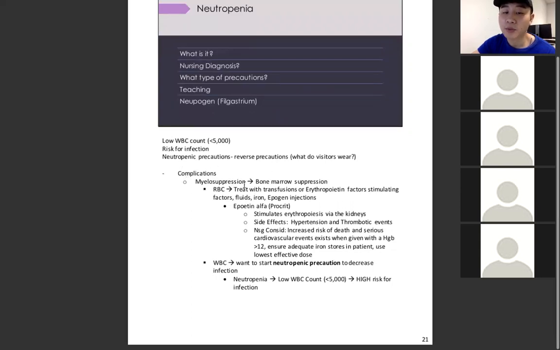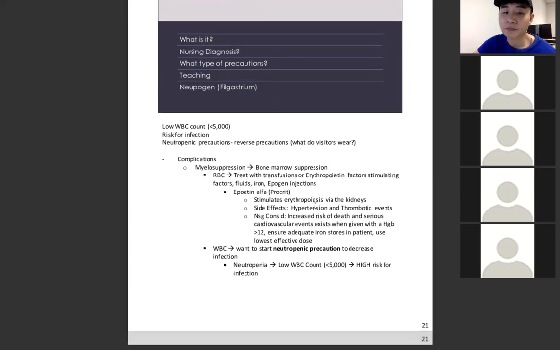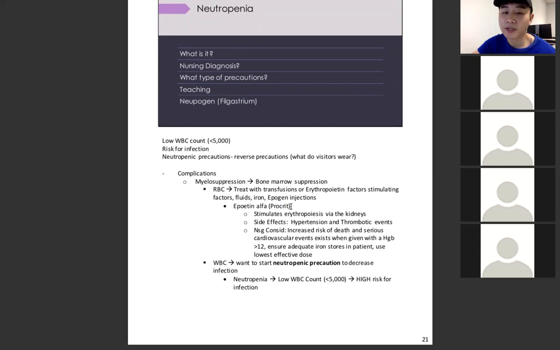Complication: myelosuppression, bone marrow suppression. If they are low in red blood cells, we treat them with transfusion or erythropoietin, stimulating factors, fluids, iron, Epogen injection. So remember this medication from MedSurg I, epoetin alpha, also known as Procrit. This medication stimulates erythropoiesis via the kidneys, and we know that erythropoiesis will stimulate the bone marrow to produce more red blood cells. The side effects of epoetin alpha are hypertension and thrombotic events.